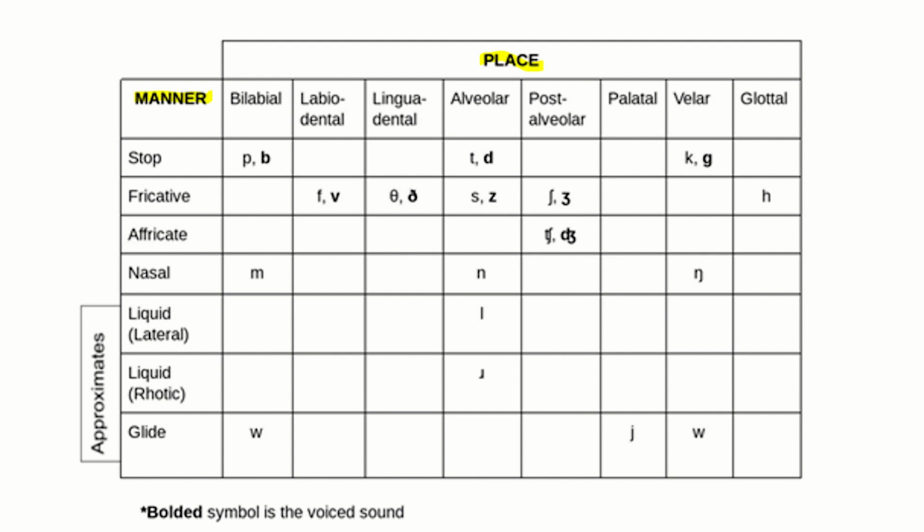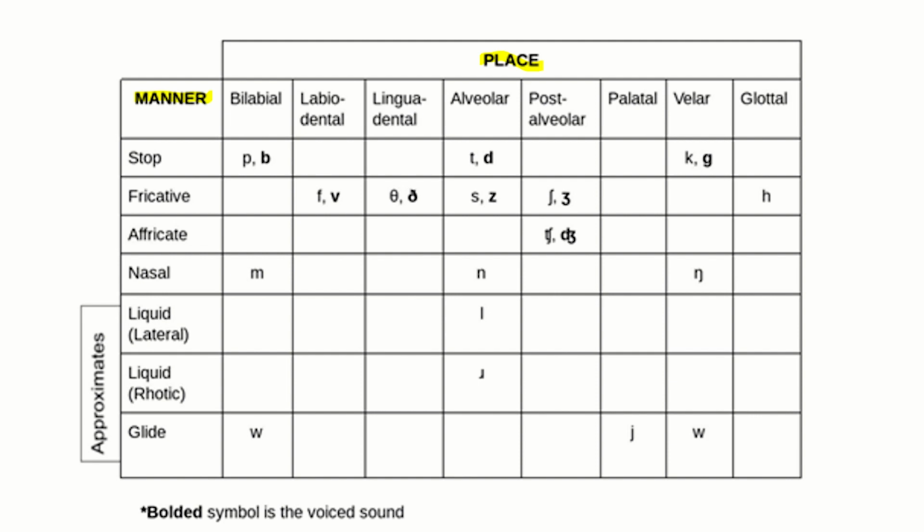So those are the places. First we have bilabial, which is the upper and lower lip. Labiodental, which is the lower lip that touches the teeth. Dental, which is between the teeth. Alveolar, the tongue touches or is close to the alveolar ridge. Palatal, the tongue is close to the palatal area. Velar, it touches the velum. And glottal, which is near the glottis.